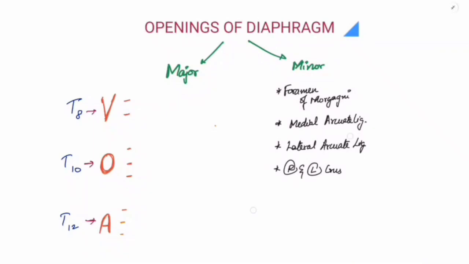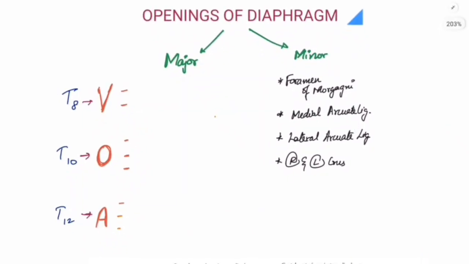So now let's have a complete overview about openings of diaphragm. So major openings 3 இருக்கு, minor openings 4 இருக்கு. Major openingல uses mnemonic VOA at the level of T8, T10 and T12 vertebra. T8 vertebra வந்து central tendon இருக்கு. It is the vena caval opening. As the name suggests, அதுல inferior vena cava வரும். அது கூடவே right phrenic nerve வரும். Left phrenic nerve எங்க வரும்? It pierces through the muscular part.